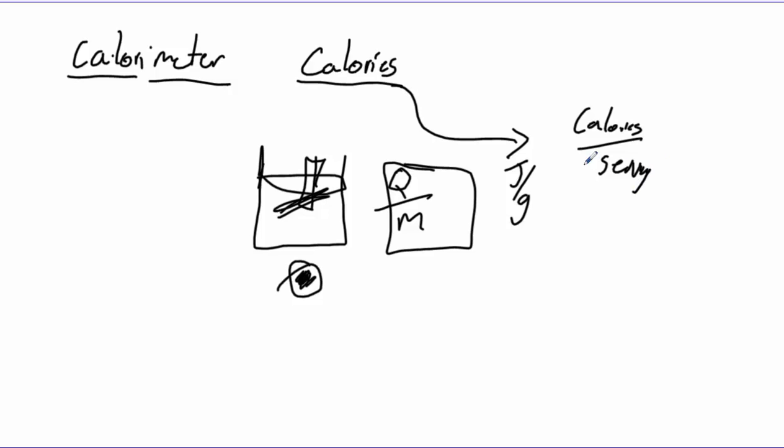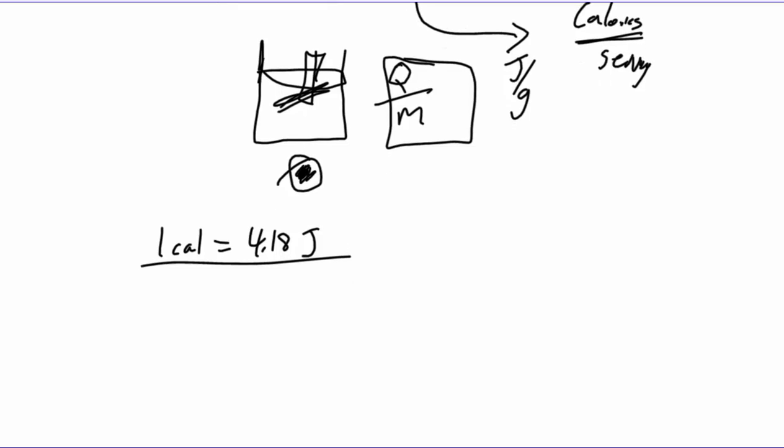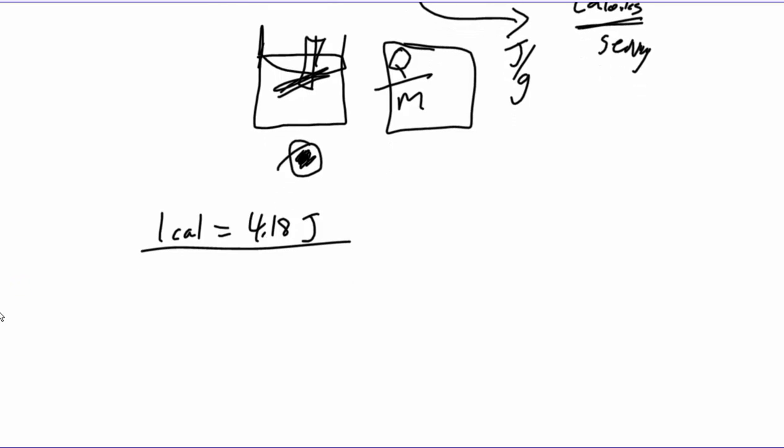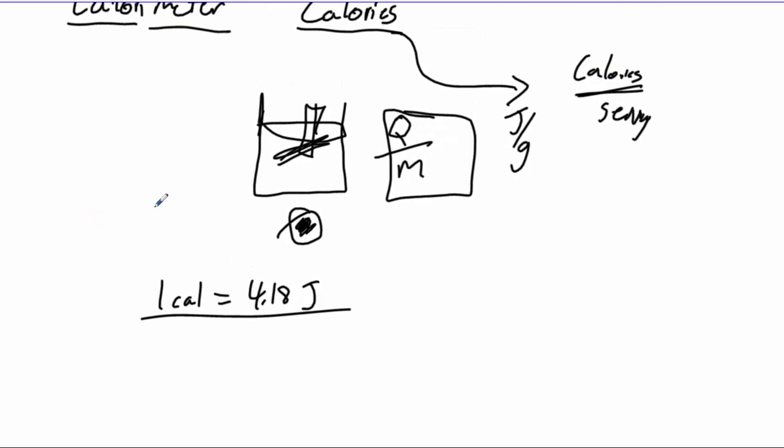Now both joules and calories measure energy, and it turns out 1 calorie is the same as 4.18 joules. So a calorie is bigger than a joule. In fact, originally when people were first figuring out that heat and energy were the same thing, the calorie was defined as the amount of heat required to raise 1 gram of water by 1 degree Celsius.